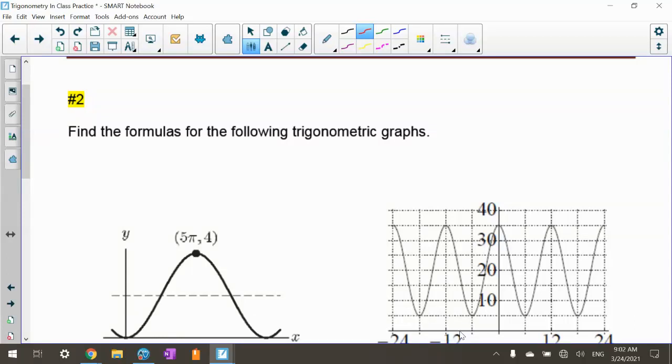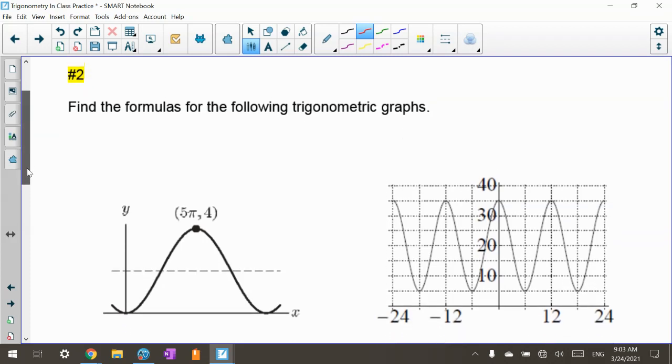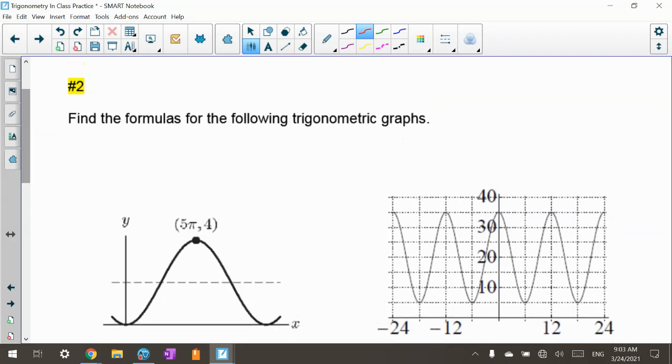This is my pre-calculus in-class practice number 2 for my trigonometry unit, and we're going to find formulas for the following two trigonometric graphs. And remember that you're going to use basically two trig formulas for me. One is going to be sine, which we know starts at midline, and we're going to use cosine, which starts high. Okay, and remember, I also will do the inverted graph.